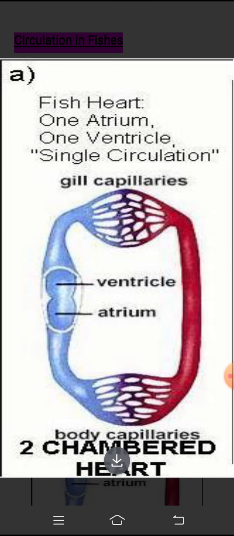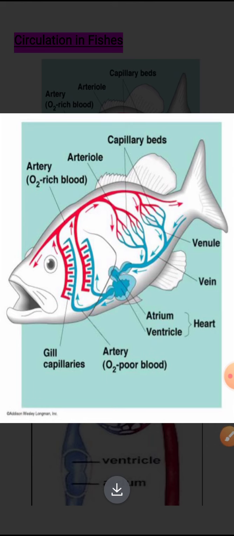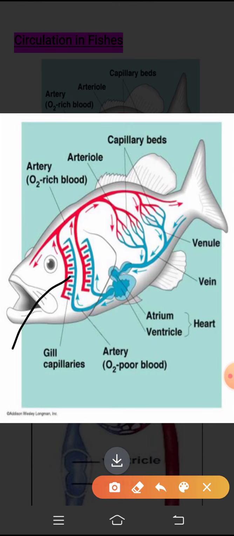If you look at this picture, you are easily able to understand. In the fish, the gaseous exchange takes place in which region? It takes place in the gills. Do you remember when I talked about gaseous exchange in human beings? The main organ helping in gaseous exchange was the lungs. But fishes do not have lungs. Instead, they have gills. Gills are the respiratory organ of the fish.